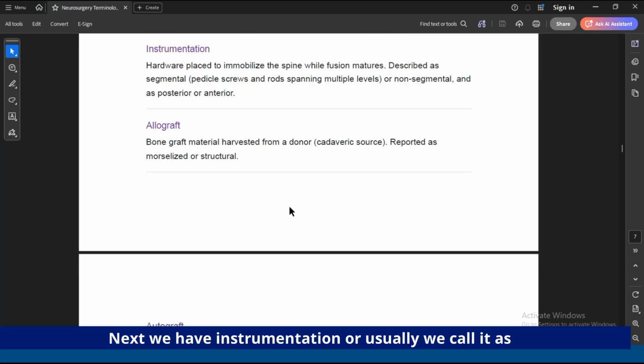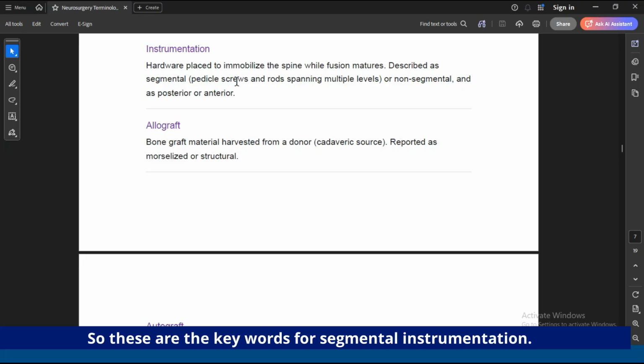Next we have instrumentation, or usually we will call it as spinal instrumentation. So hardware placed to immobilize the spine while fusion matures. So described as segmental or non-segmental and as posterior or anterior. Okay. If you want to code it as segmental fixation, so these are the keywords: pedicle screws and rods spanning multiple levels.